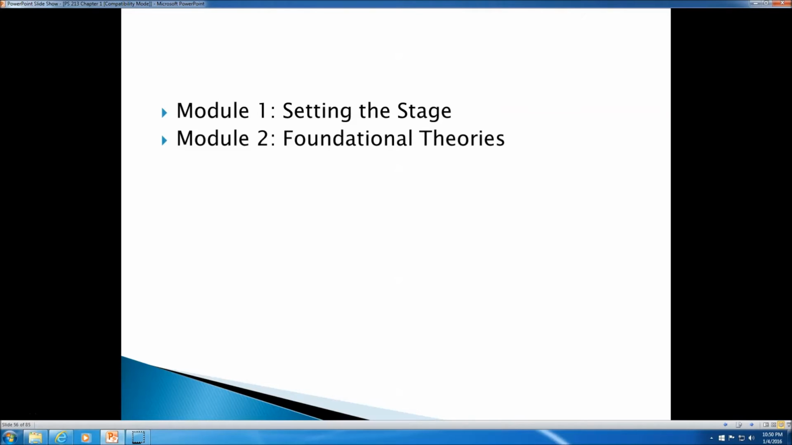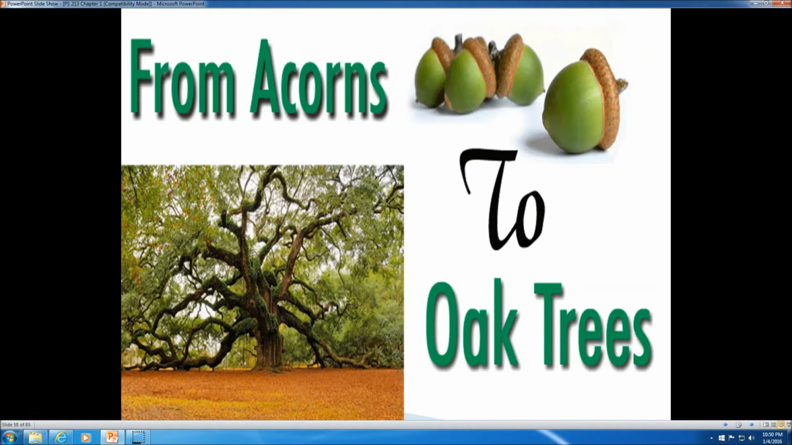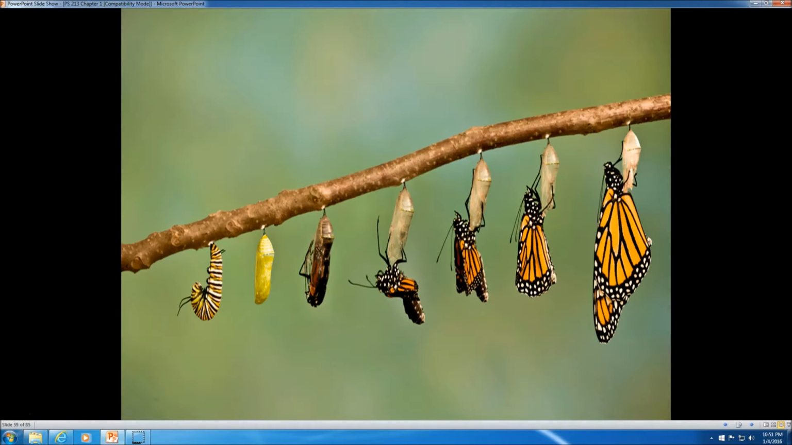Let's move on to the third module, Themes in Child Research. One common theme is known as the continuity-discontinuity issue. Do children make gradual, consistent changes towards adulthood, such as an acorn becoming a mighty oak tree? Or does development start and stop in distinct stages, like a caterpillar turning into a cocoon and eventually becoming a butterfly?